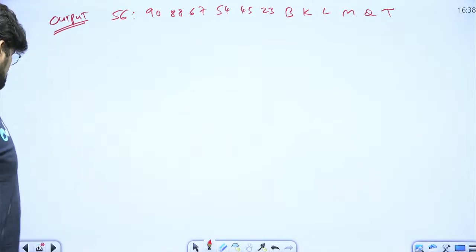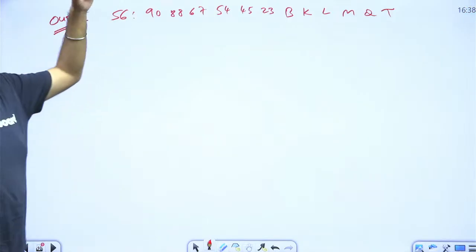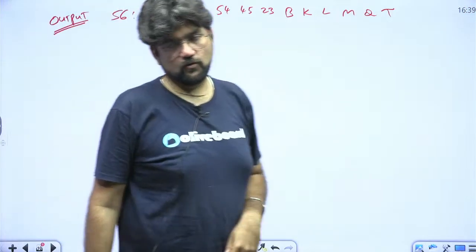Okay. Question number 1. How many steps will be required to get the final output? This was the input which we had. They are asking you how many steps are required to get the final output. So I will say 6 steps. The final output step will also be counted. Okay, so 6 steps in all.